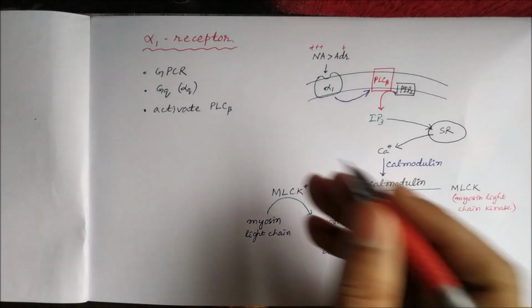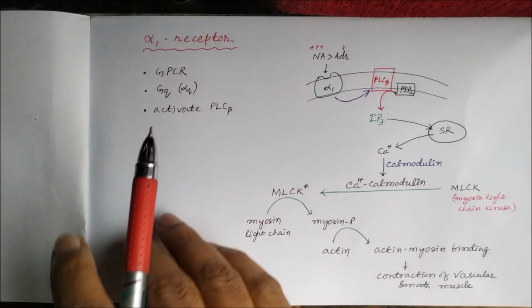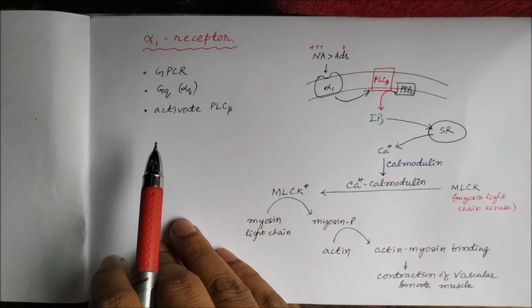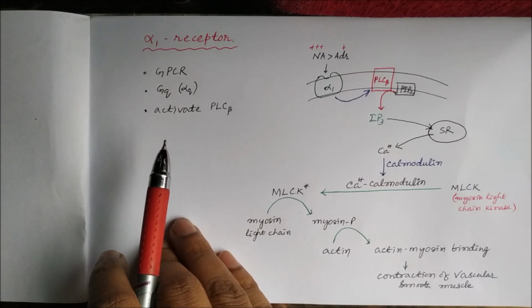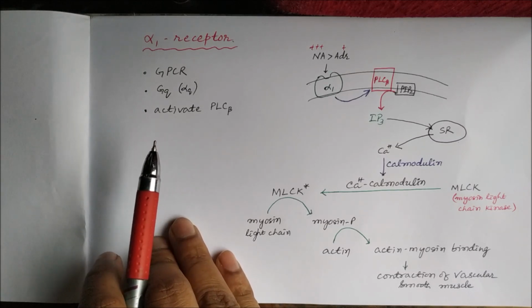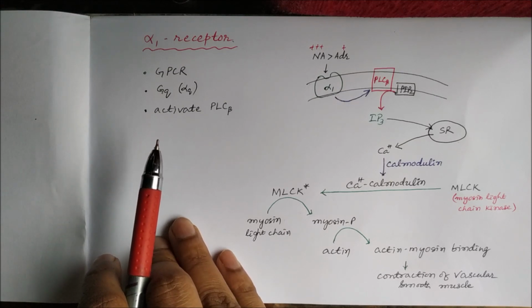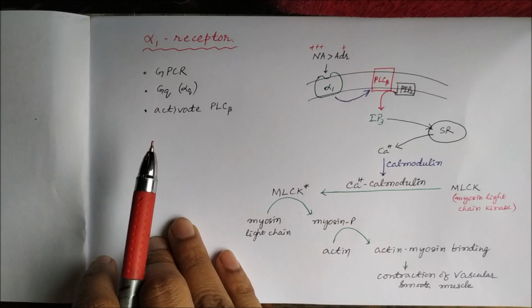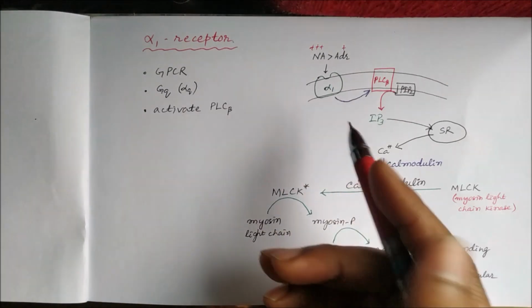Namaskar. Today we will study the alpha 1 receptor: how it functions, what type of receptor this is, what the second messenger is, where it is located, and what its function is. So all these things we will discuss.